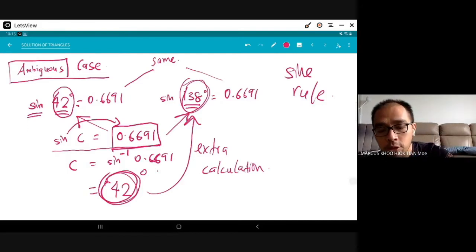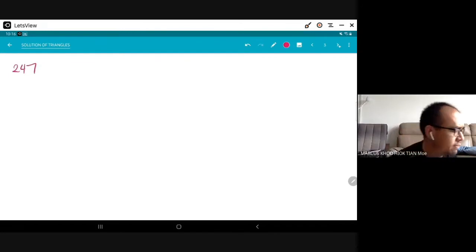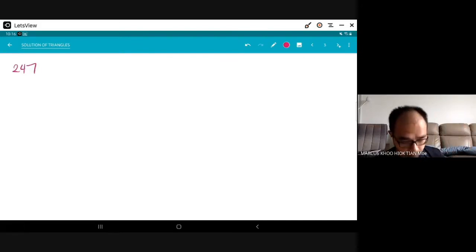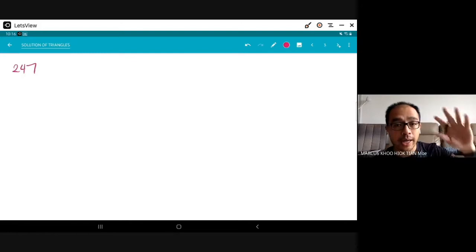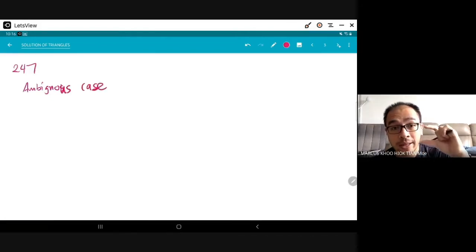Turn to page 247 in your textbook. Take a look at the bottommost part. Ambiguous case. So the text down there, let's explore this text.